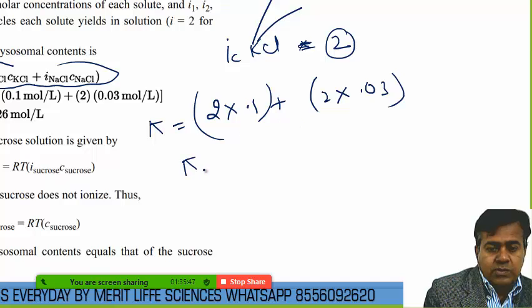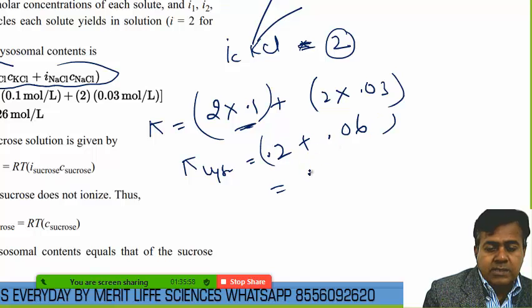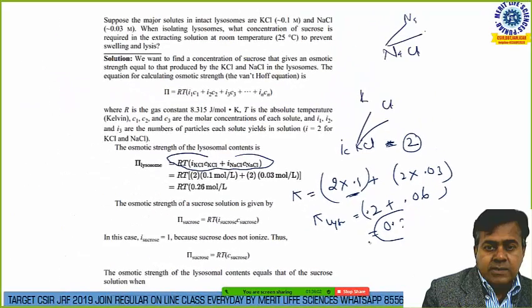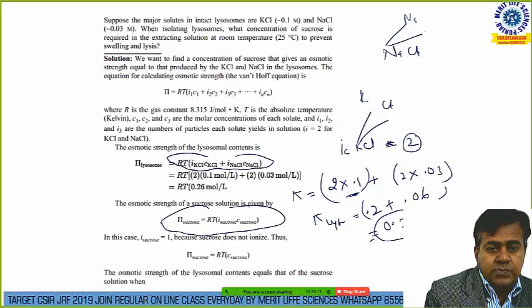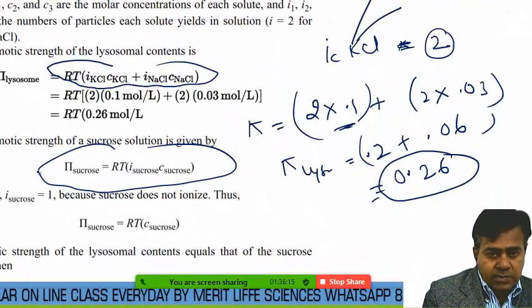Now what is this? What should this be? 0.2. What should this be? 0.06. This is 0.03. 0.26. See, it doubled, because of the IC difference. Now this IC should be equivalent to sucrose, right? As we analyzed earlier, as we have discussed about the IC of sucrose.